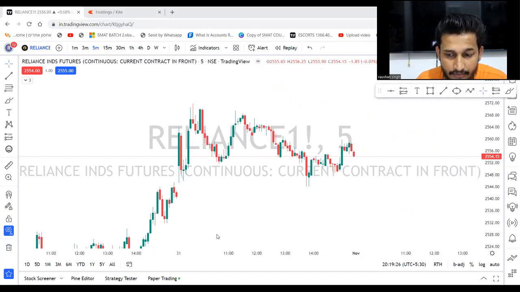Depends on the futures to futures, like minimum is 1.5 lakh.